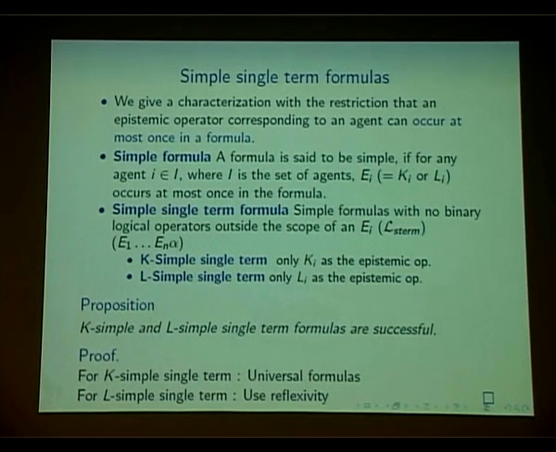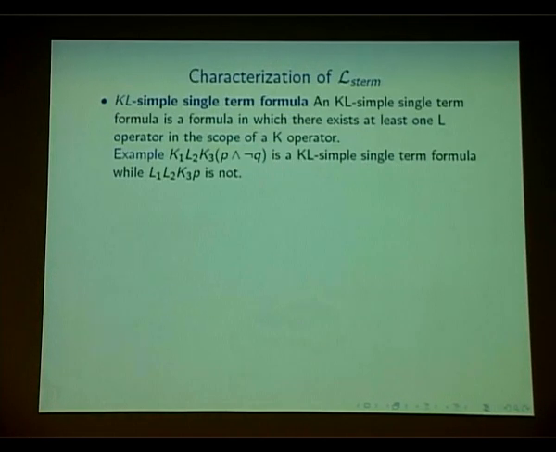Now this is very simple, and then we notice that in the case of multi-agent formulas, the order of the K and the L operators doesn't matter. The thing which matters is if you have an L operator in the scope of a K operator and vice versa. And for that we define the KL simple single term.